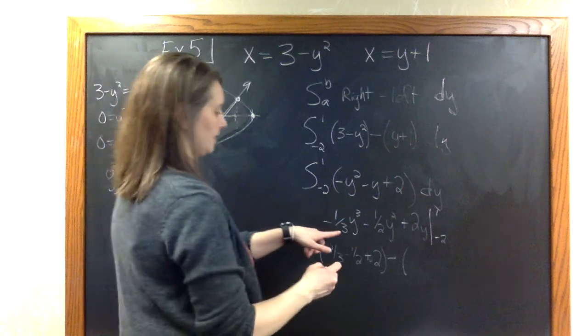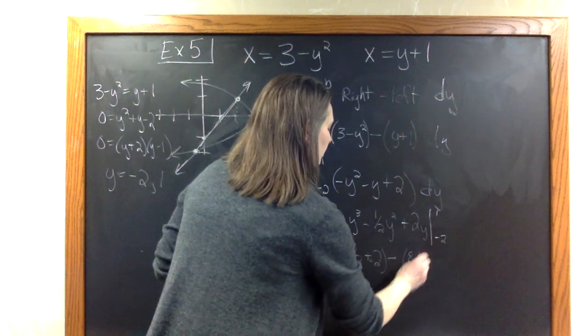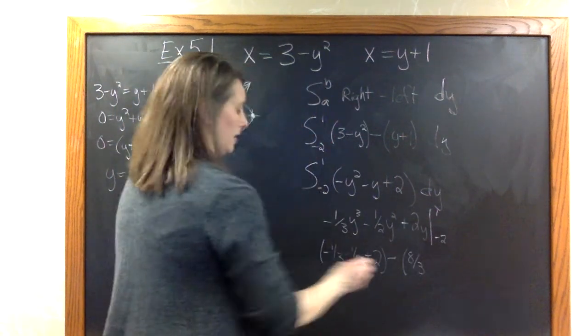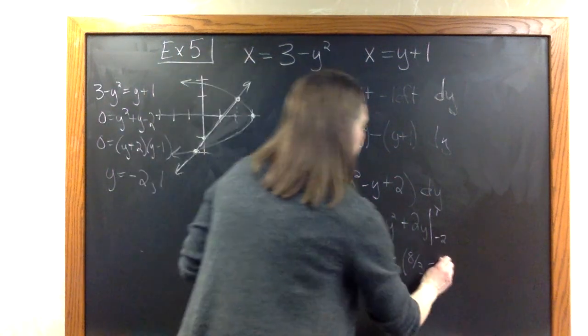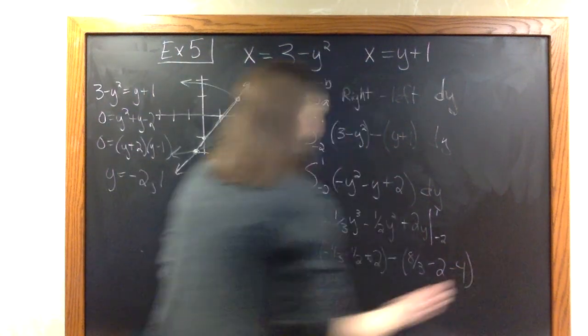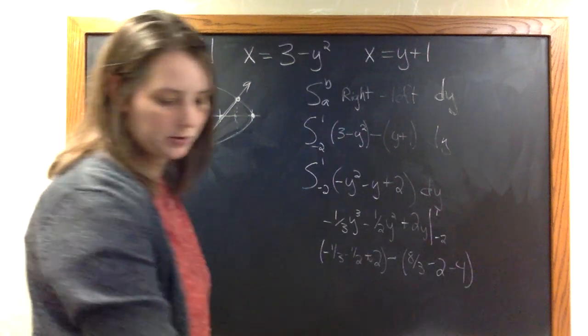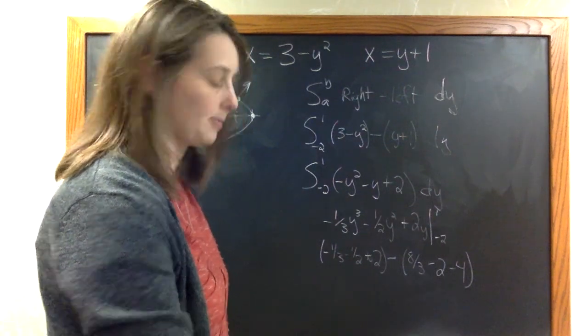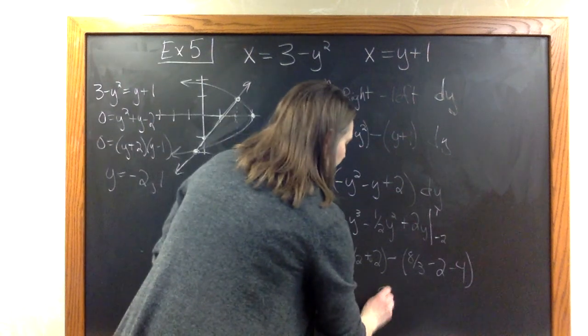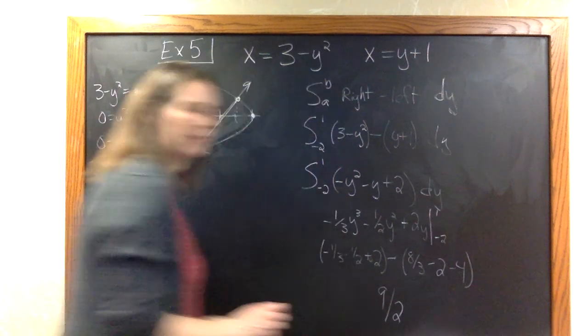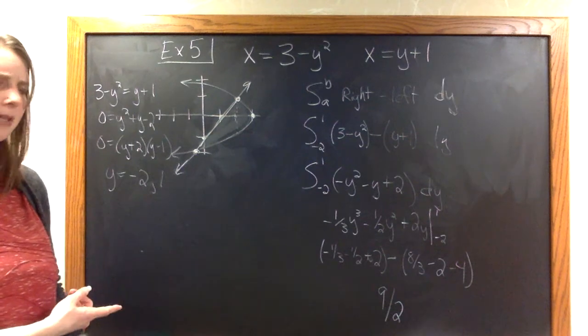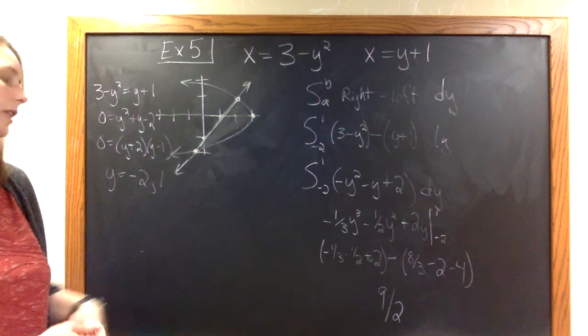This will give us 8/3 minus 2 minus 4. And when we put that all in, I'm going to go ahead and just go straight to my answer that I got, 9/2 again. I think that was just like the problem we did, the first problem we did, or second problem we did, just in the y direction.